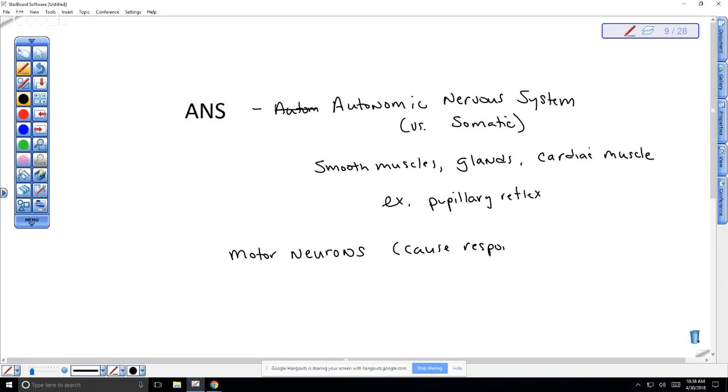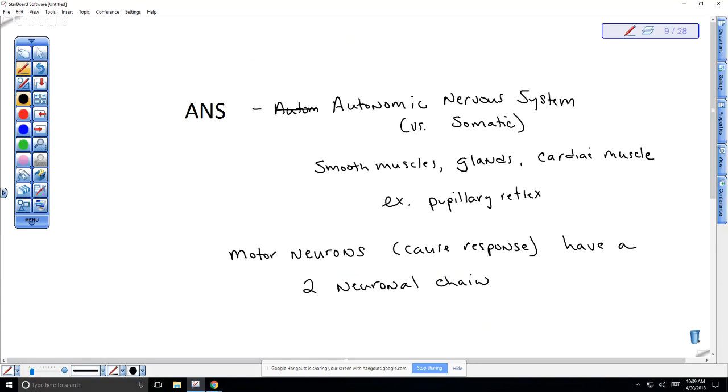And that's versus the sensory neurons, right? Have a two-neuron chain. Okay, so this is versus somatic.